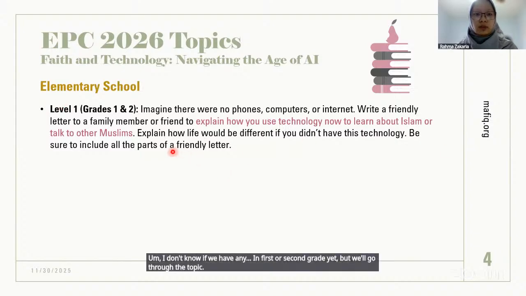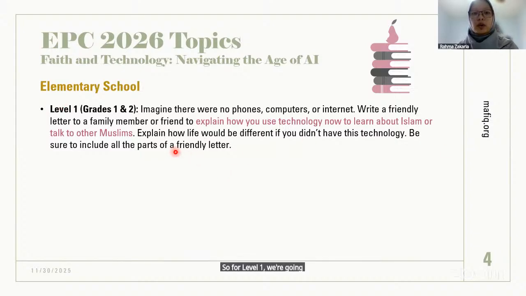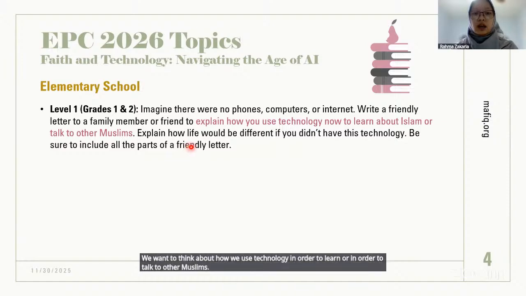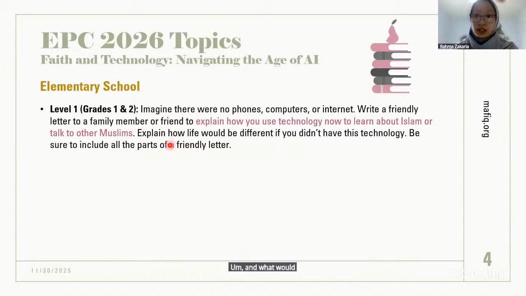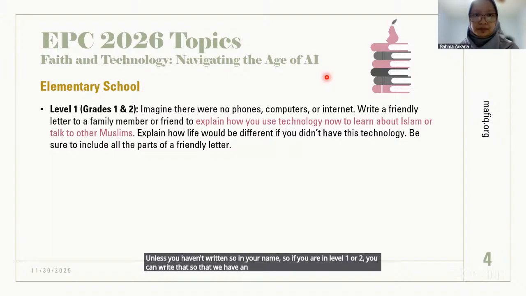So for level 1, we're going to write a letter. We want to think about how we use technology in order to learn or in order to talk to other Muslims. And what would life be like if we didn't have these types of technology, right? So yes, I don't think anyone is in level 1 and 2, unless you haven't written so in your name. So if you are in level 1 or 2, you can write that so that we have an idea, inshallah.